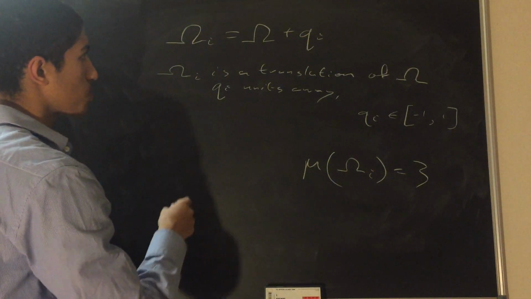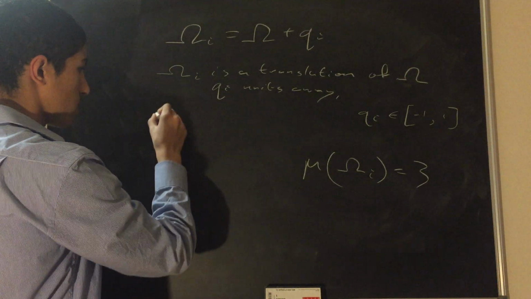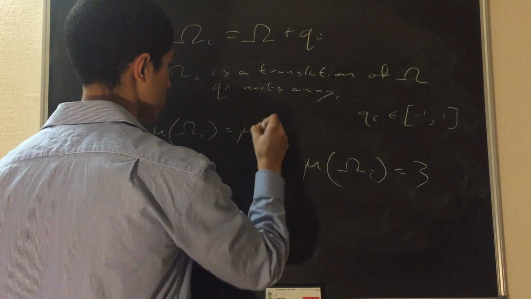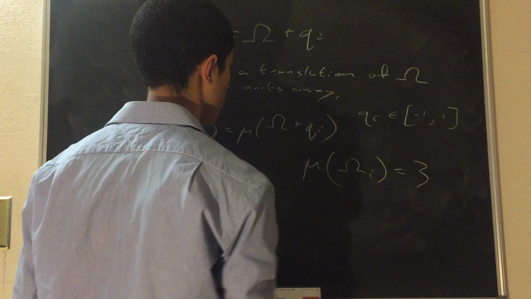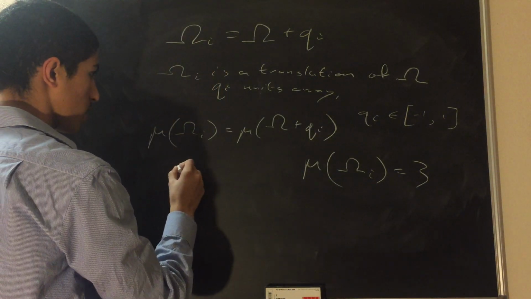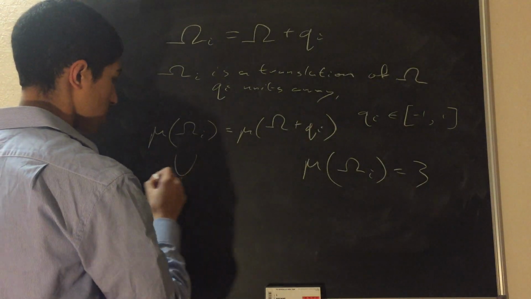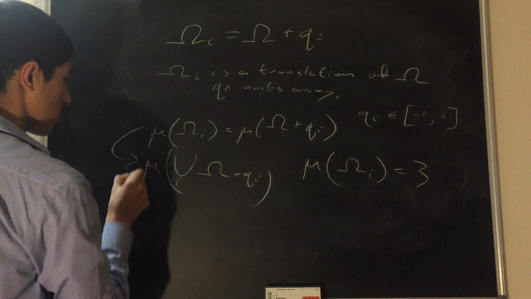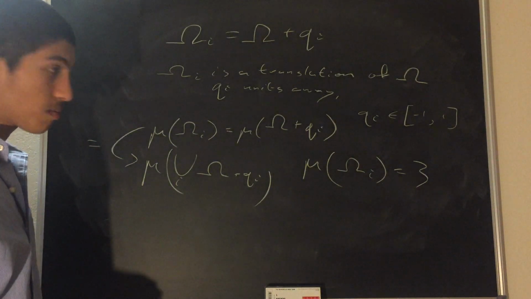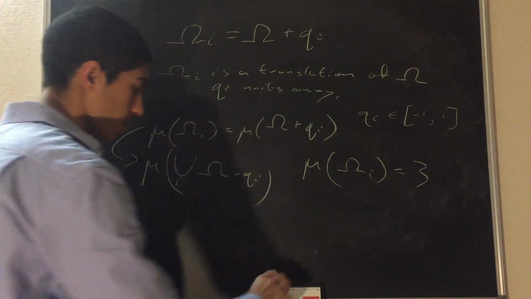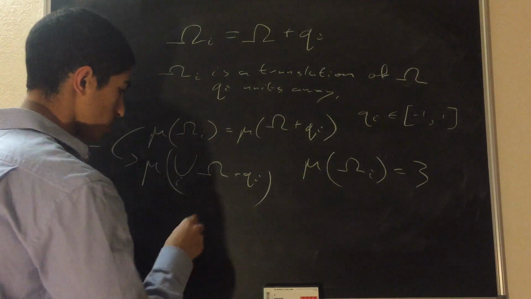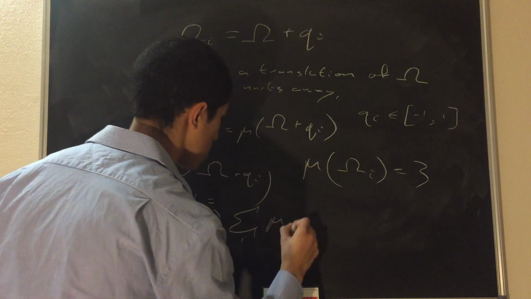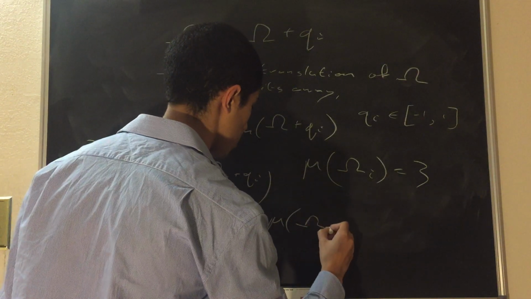Now, omega I was simply defined as omega plus q_i. So the measure of omega I is equal to the measure of the union over I of omega plus q_i. And if we remember, this union here allows us to do something. It allows us to employ the property of countable additivity, which says that this is then equivalent to the sum over I of mu of omega plus q_i.